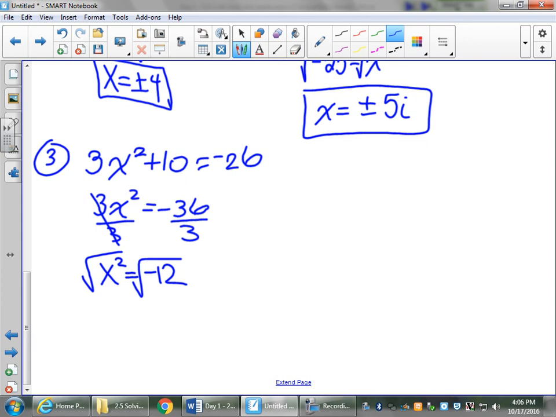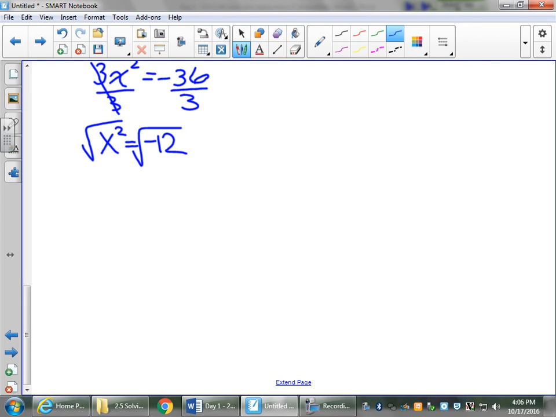12 is not a perfect square, unlike in number 2 where 25 was a perfect square. So we're going to use our simplifying strategies. We can break 12 apart. Ooh, calibration really off again, even though I just did it. I'm going to get x equals, I'm going to break the 12 into radical 4 times radical 3. The negative still comes out as i.